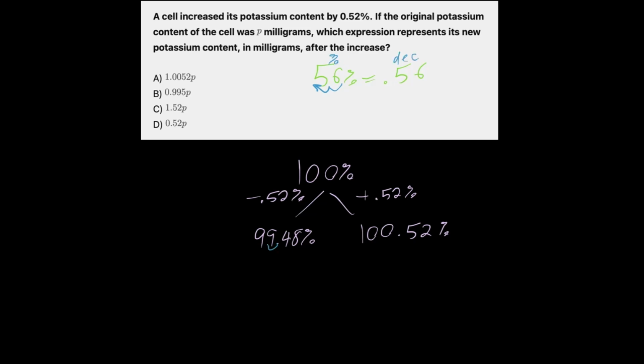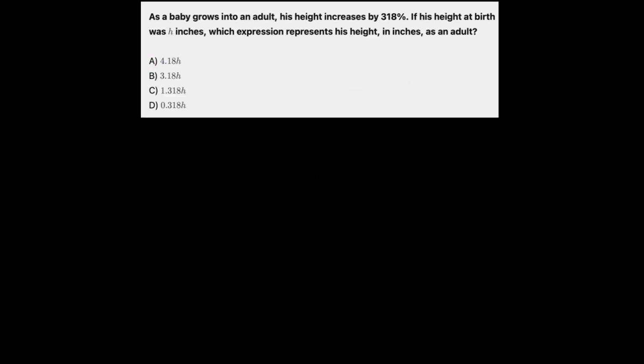So if we move it 2 spaces to the left on both of these, we'll have 0.9948 or 1.0052. So in this question, because we're increasing by the 0.52%, that means we're going to select this one, 1.0052 times the original number, which was P. So the answer here is A. Now going to our next question.